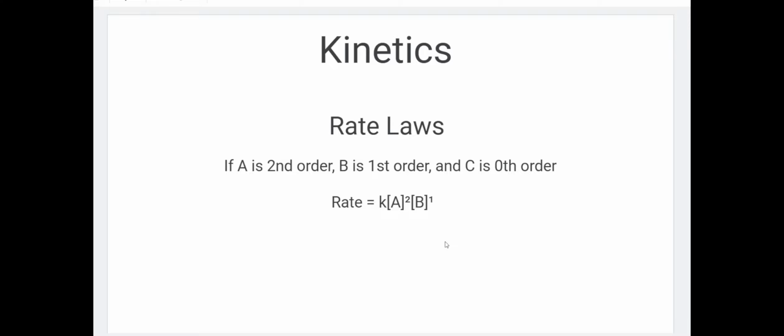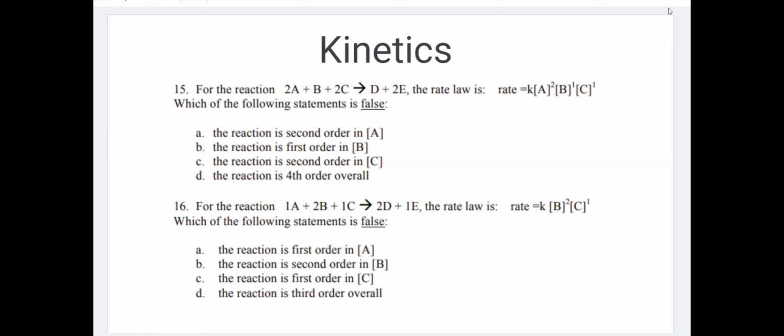Let's look at a couple example problems. All right, so for the reaction 2A plus B plus 2C yields D plus 2E, the rate law is rate equals K times the concentration of A to the second power, times the concentration of B to the first power, times the concentration of C to the first power. So which of the following statements is false?